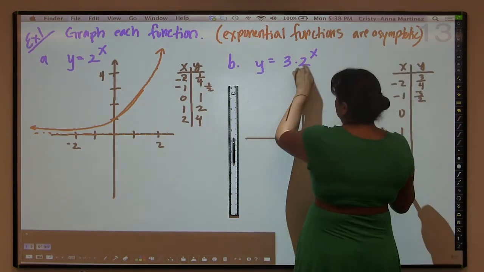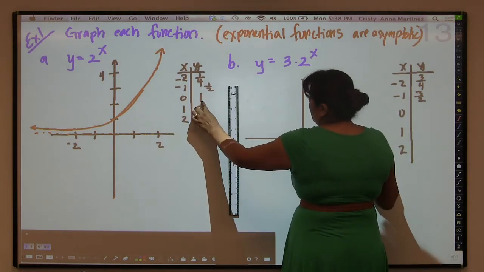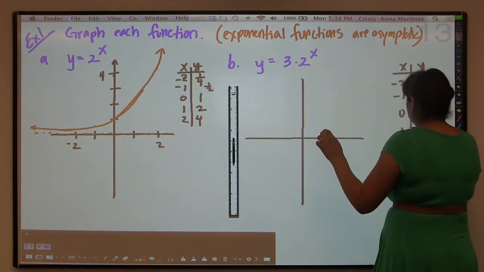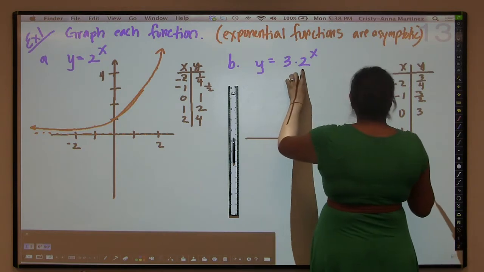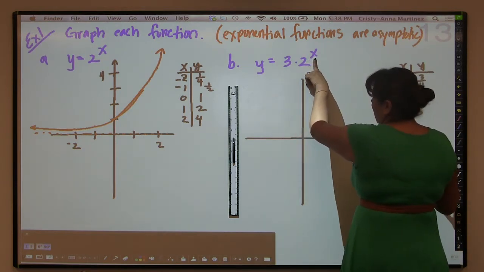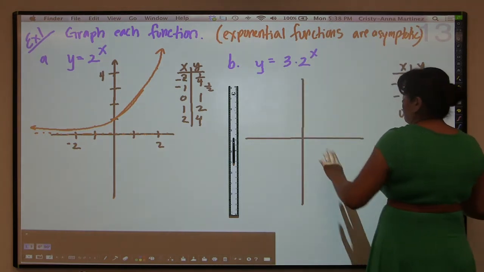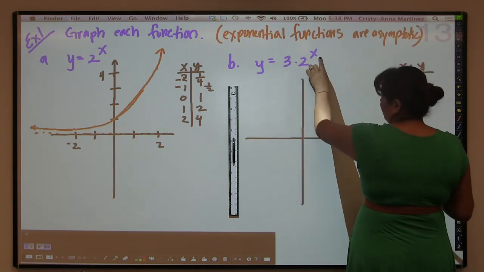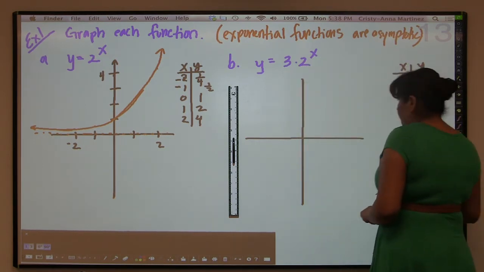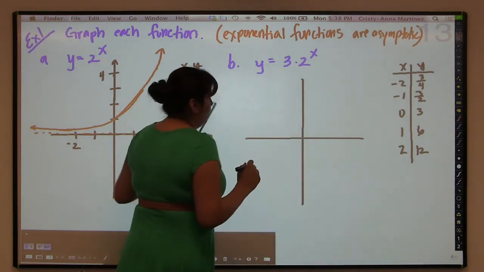And then we know that 2 to the 0 power is 1 from here. And 1 times 3 is 3. And then we have 2 to the 1 power is 2. And 2 times 3 is 6. And then we have 2 squared is 4. And 4 times 3 is 12. And again, you can see how I'm going to graph this guy.